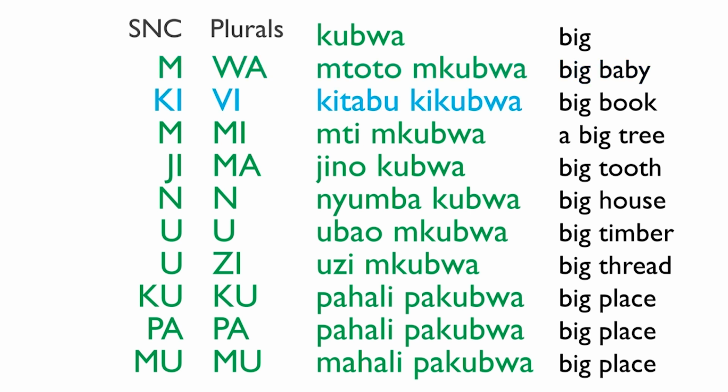Kitabu kikubwa, big book. Mti mkubwa, a big tree. Jino kubwa, big tooth. Nyumba kubwa, big house. Ubao mkubwa, big timber. Uzi mkubwa, big thread. Pahali pakubwa, big place. Mahali pakubwa, big place.